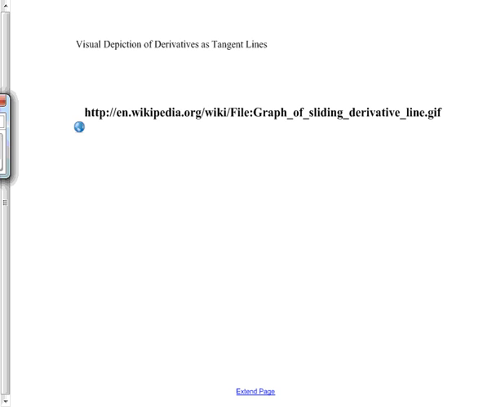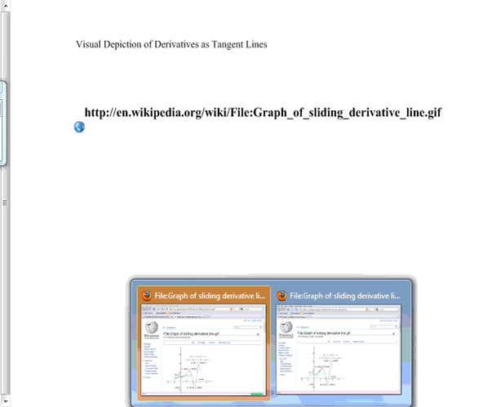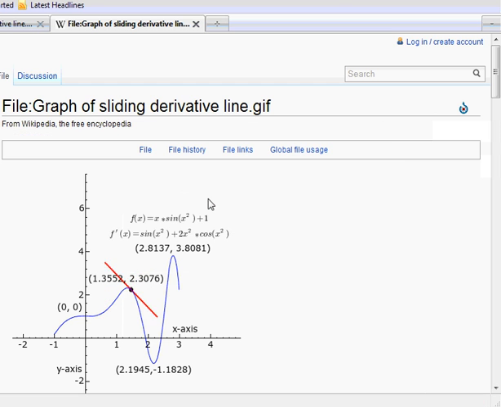Let's start off by looking at a visual depiction of the derivative and thinking about the derivative as a tangent line. This website here has a really nice pictorial of that. What we have in blue is some random function. You can see it right here: it's x times sine of x squared plus 1. It's a cool looking function. But sliding on that function in red, green and black is the derivative function, f prime of x. That's one of the notations that we've learned for the derivative of f of x.